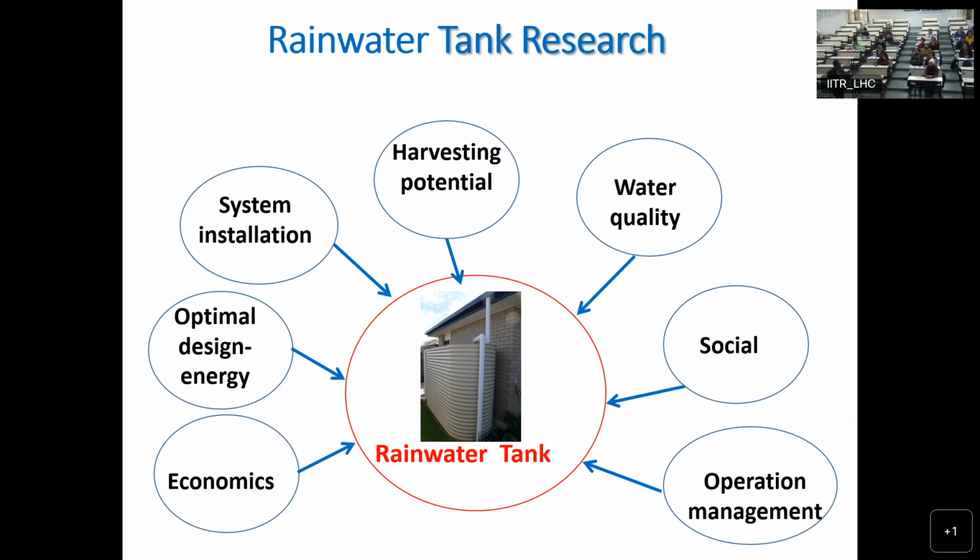So this slide which we're talking about shows there is potential for conducting further research in different geographical areas. For example, in Australia we have done a lot of work looking at the harvesting potential: with the roof area, the size of the rainwater tank, how much water you can collect, and then the rainfall pattern. And how much demand we are putting every day on the rainwater.